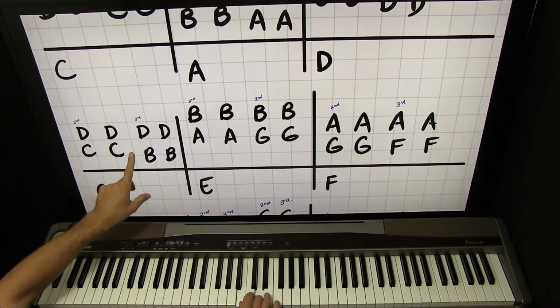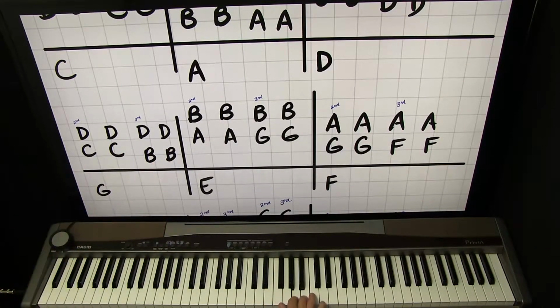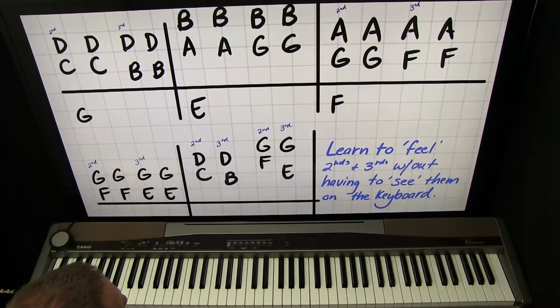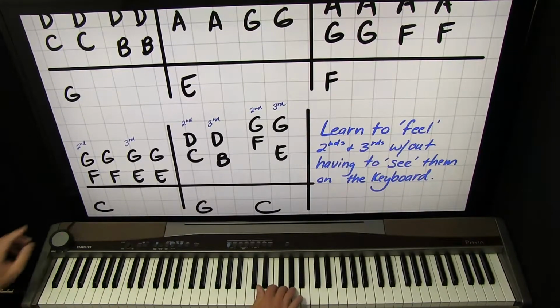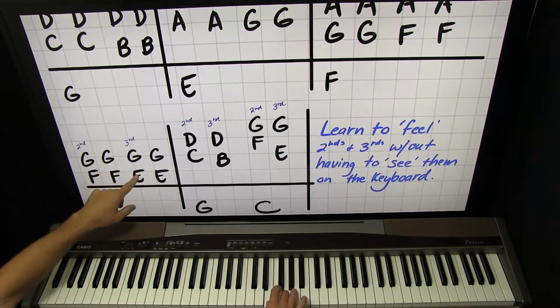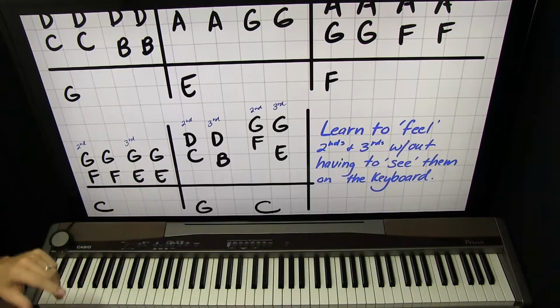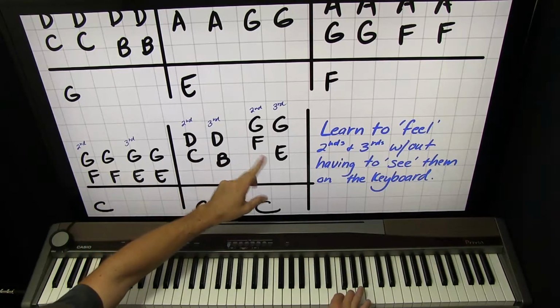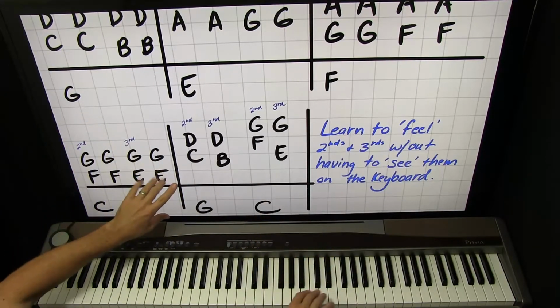Okay, so C and D to B and D. Then I go up for A and B to G and B. That's a second to a third. And another second to a third. G and A to F and A. Really fairly easy to play. All right. And probably want to look at the sheet for this that I have on Facebook so that you can look at the whole thing at once instead of pieces like we're doing here in the video.